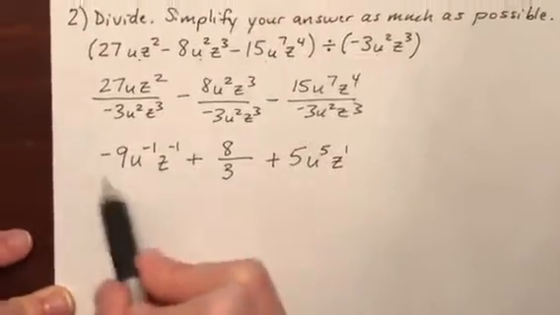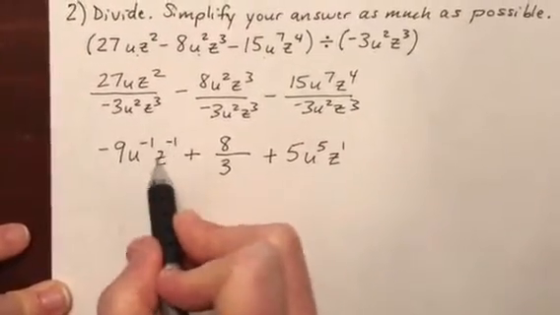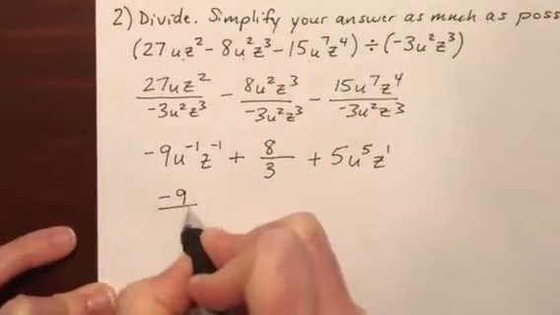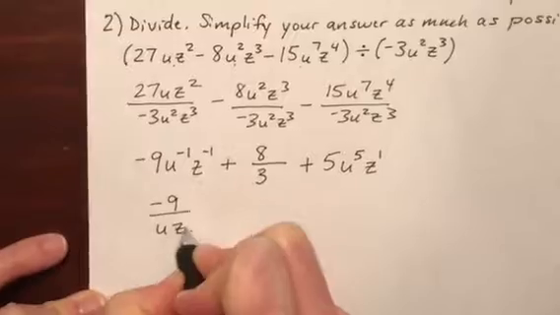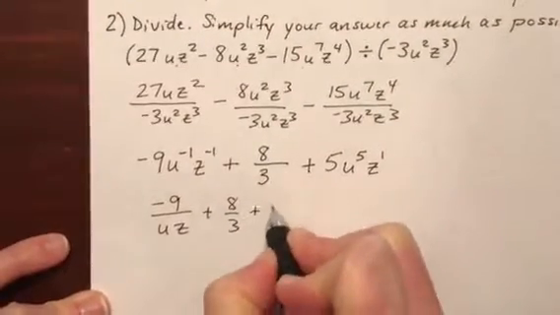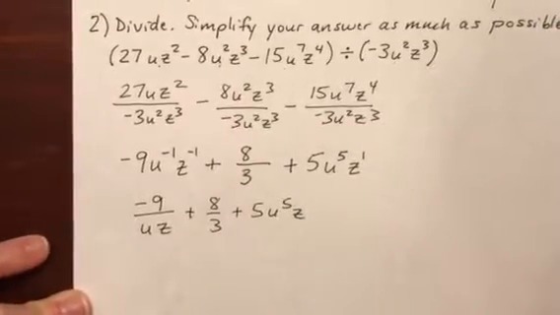So I only now need to simplify this first term. Both of these negative exponents will move to the denominator. And so I have negative 9 over u z plus 8/3 plus 5 u to the 5th z. And that's my final answer.